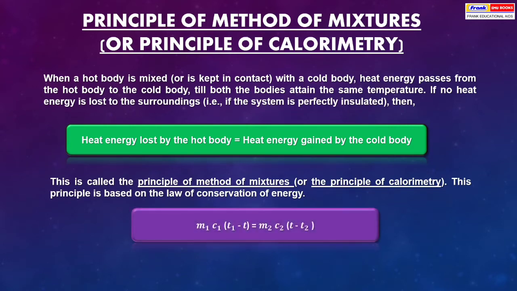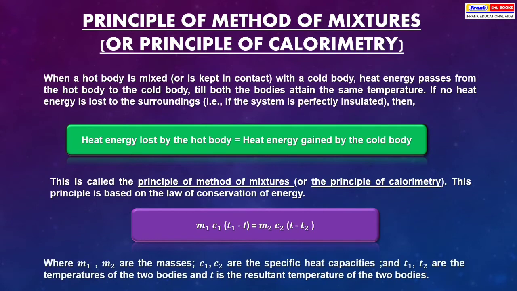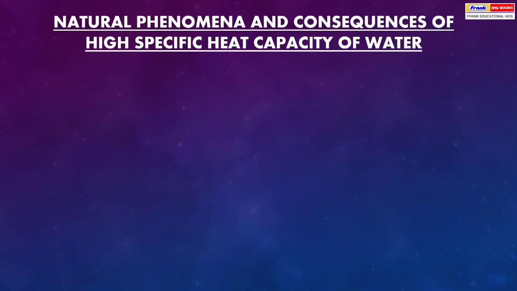M1 C1 delta T1 is equal to M2 C2 delta T2, where M1, M2 are the masses, C1, C2 the specific heat capacities, and T1, T2 are the temperatures of the two bodies, and T is the resultant temperature of the two bodies. Natural phenomena and consequences of high specific heat capacity of water.